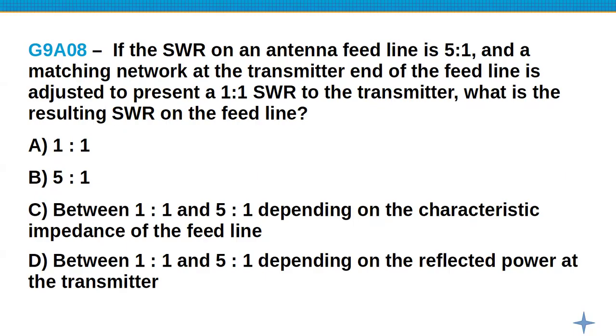It's kind of a trick question, because it says it in the first sentence. The SWR on the antenna feed line is 5:1. So that's Bravo, right? The point is, it doesn't matter what your matching network at the transmitter does. That's only what the transmitter sees. It doesn't affect the feed line.